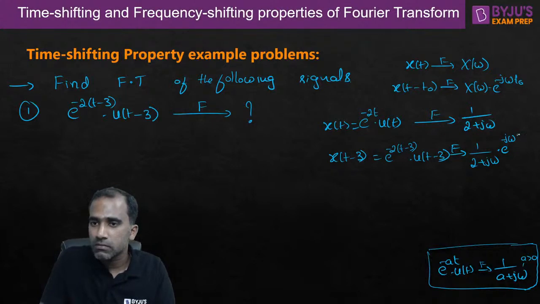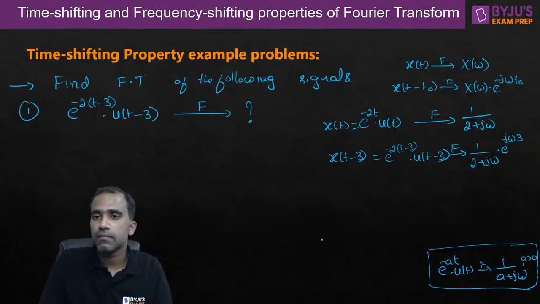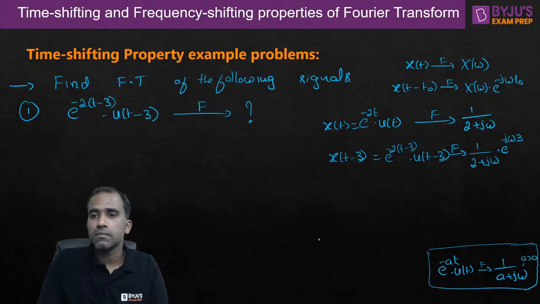If there is a minus sign here, same minus sign. That's it. We got the answer. The answer is 1 by 2 plus j omega into e power j omega 3. That is the answer.